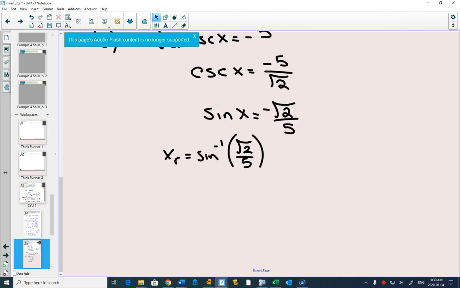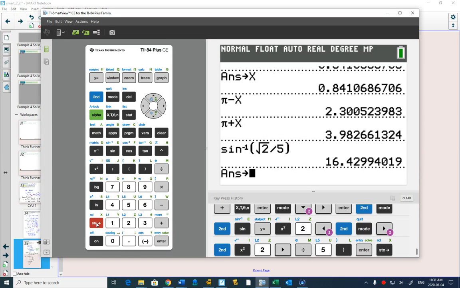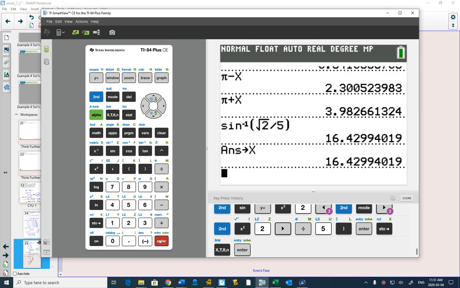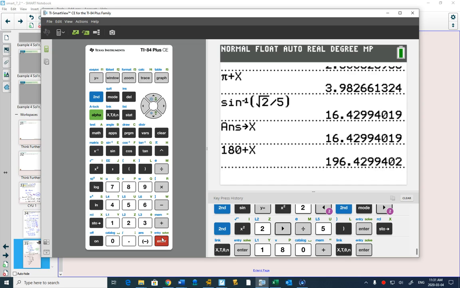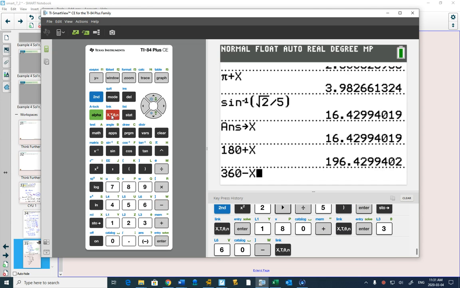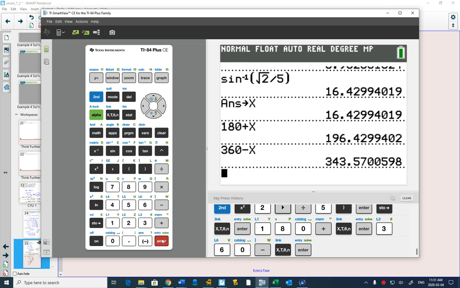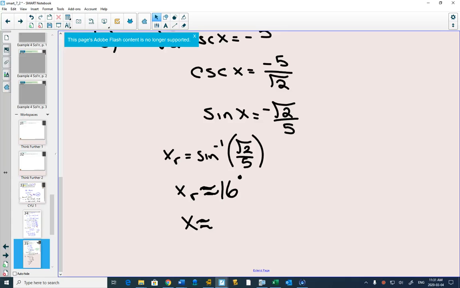16.4 degrees. The question said round to the nearest degree. So our reference angle is approximately 16 degrees. And then sine is negative. So which quadrants? I'm going to store that angle as x. Sine is negative in quadrants 3 and 4. So in degrees, that would be 180 plus my reference angle in quadrant 3, and 360 minus my reference angle in quadrant 4. So 196 and 344 degrees.